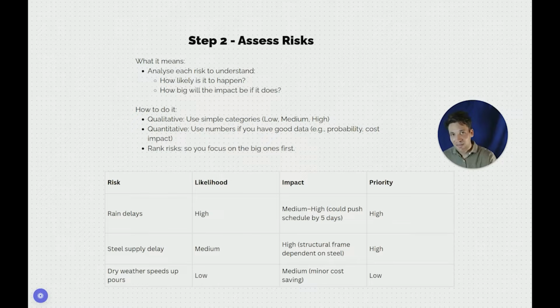So basically, the high impact, high probability risks are the ones we focus on. For example, for the risk of rain delays, the likelihood is high, and the impact is medium to high. It could push our schedule out 5 days. We prioritize this as high. For our steel supply delay, the likelihood is medium. The impact is high. So then we rank the risk high. And for dry weather that speeds up the pours, let's say the likelihood is poor because we've looked at 10 years of historic weather data and it never rains less than what they think it's going to rain. The impact is medium. You only get minor cost savings. So the priority is therefore low.